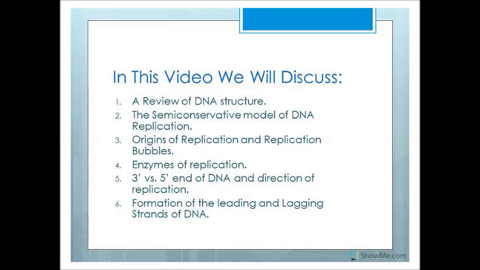And we're going to see how we form what are called replication bubbles, and how these bubbles form and how they end up releasing two separate strands of DNA. We're going to look at the enzymes involved, their role, and we're also going to look at a very important thing related to that structure, which is the 3' and 5' ends of DNA and how DNA replicates in a certain direction. See how that happens, and then we're going to look at how we form two strands off of a template called the leading strand and the lagging strand, and we're going to see how that happens.